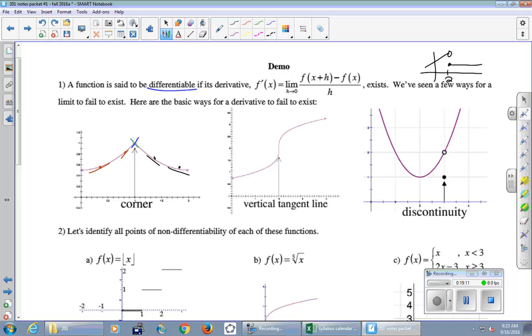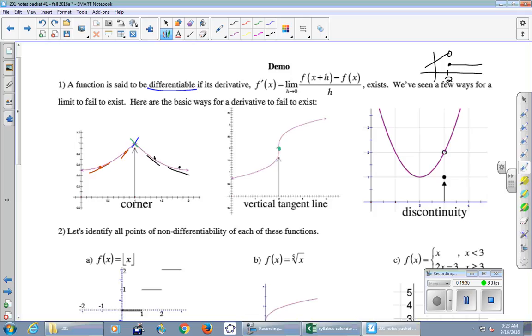It doesn't have a tangent line. If it had a tangent line, there would just be a single line that we would all draw and say, oh yeah, that's the tangent line. But we can't, right? Imagine trying to draw a tangent line at that point, at that corner. We can't. Another place where the derivative doesn't exist is a spot where you have a vertical tangent line.